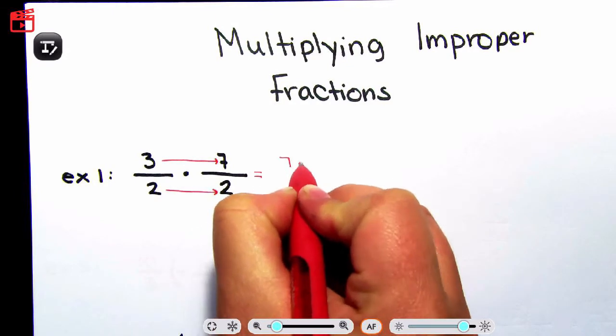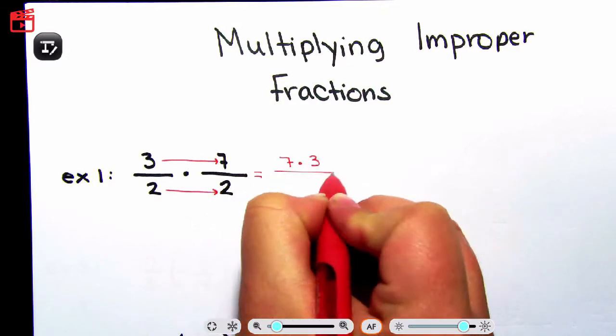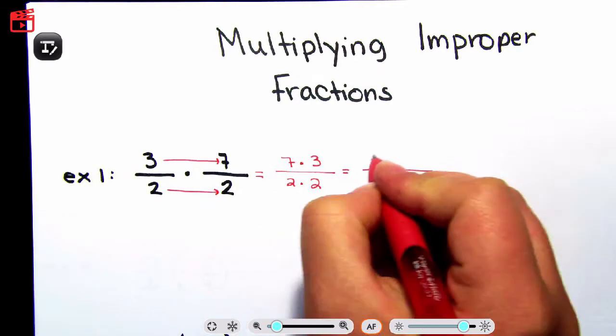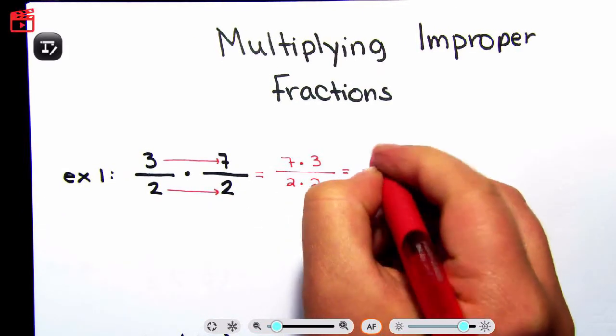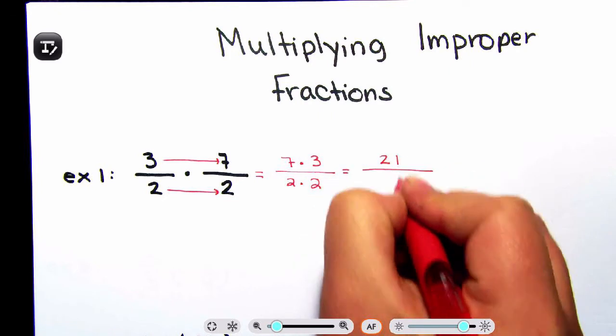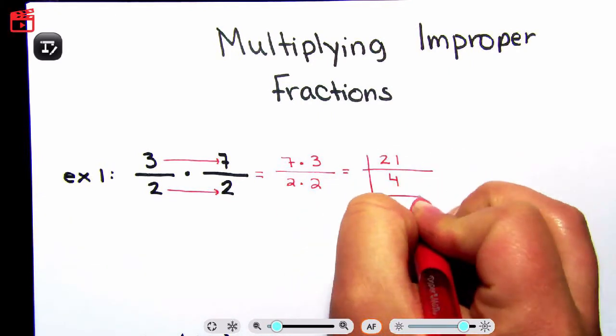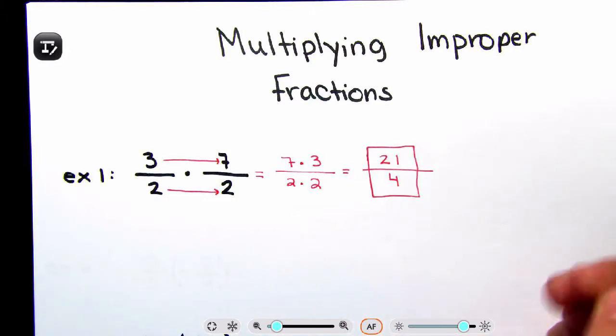And we're going to have 7 times 3 over 2 times 2. And we're going to multiply. What's 7 times 3? 7 times 3 is 21. What is 2 times 2? 4. Now, if you are in my class, you know that this is possibly not your final answer. You have to make sure and see if there's anything that you can simplify or reduce.